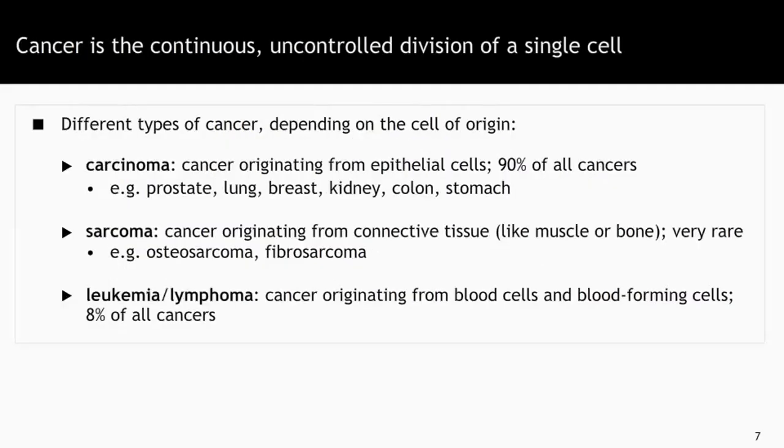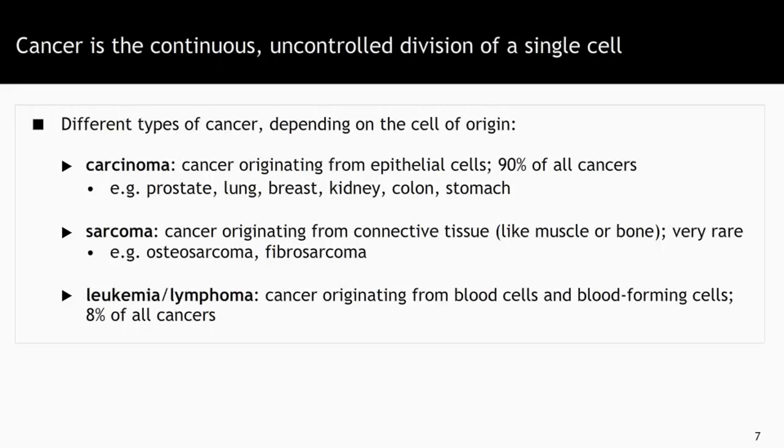In fact, cancer is defined by that very property, the ability of a single cell to divide continuously and uncontrollably. And depending on what that initial cell is, different types of cancer can arise. If an epithelial cell, which is the lining cell of most of the organs of our body, divides uncontrollably, the resulting tumor is referred to as a carcinoma. Carcinomas represent about 90% of all cancers and include the most common cancers in the world, which are prostate, lung, breast, kidney, colon, and stomach cancer.